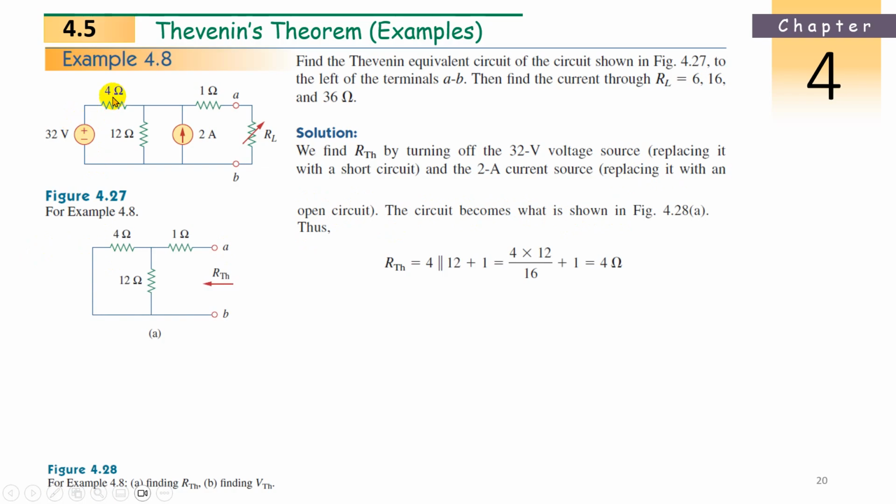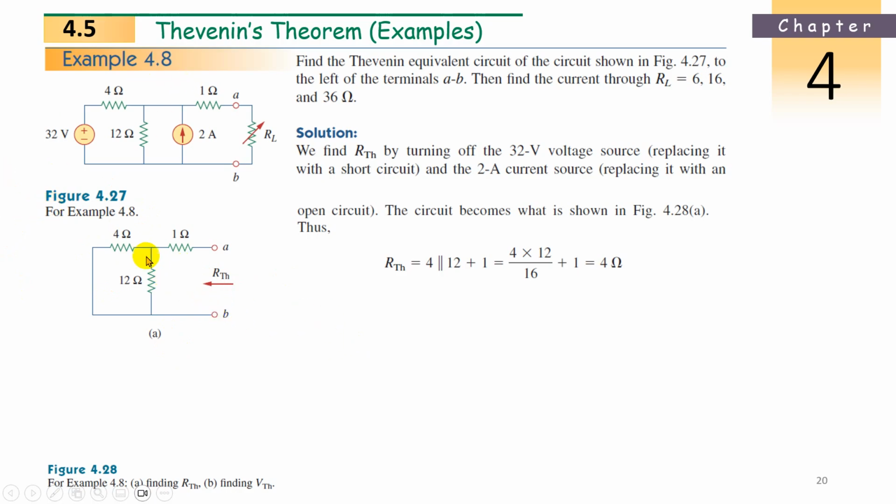See, this I short circuited, so 4 and 12 will be in parallel. Now I open this one, so 1 ohm will be as it is. Now I have to see between terminal A and B from the right side to the left side. When you are seeing from the right side to the left side, how to solve? Solve from left to right, because I am seeing from this side. I cannot go from right to left now.